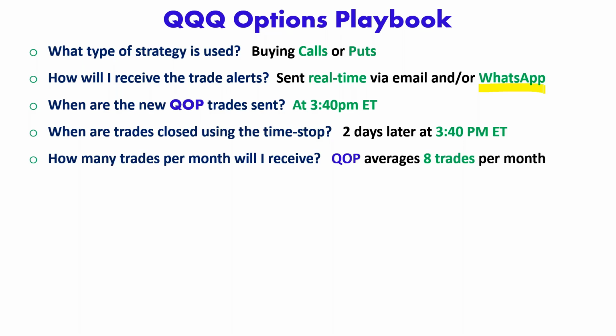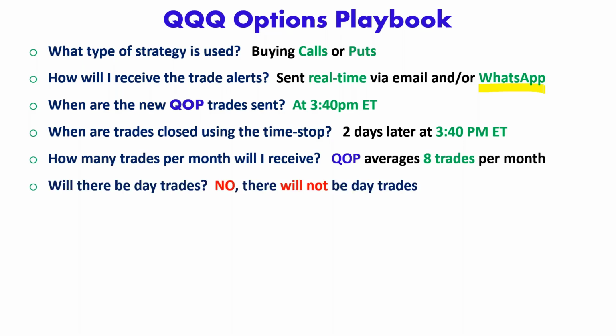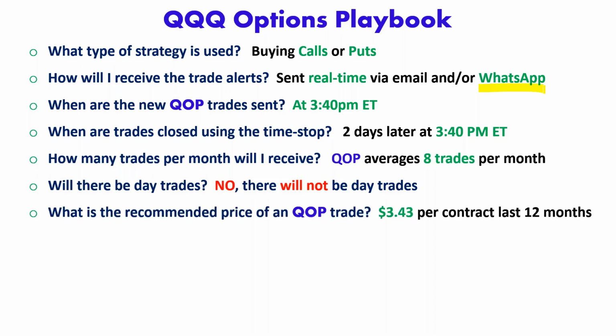How many trades per month? Averages 8 trades per month. Will there be day trades? No, no day trades. Mark that off your list. What is the recommended price of a trade? $3.43 per contract, the last 12 months average.